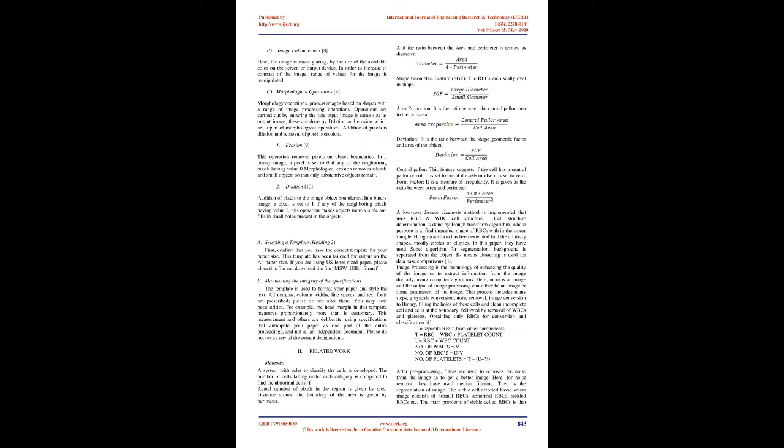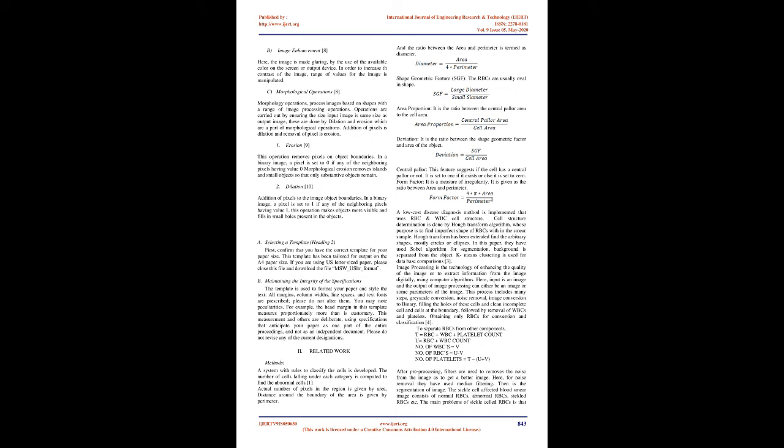Binarization. 7. The method of converting a black-white image from any grayscale image. The binarization process starts by finding the threshold value for the grayscale image and checking the intensity of gray value from the pixel image. If the value of the pixel is above the threshold, then the pixel is white, else the pixel is black. B. Image enhancement 8. Here, the image is made glaring, by the use of the available color on the screen or output device. In order to increase the contrast of the image, the range of values for the image is manipulated.